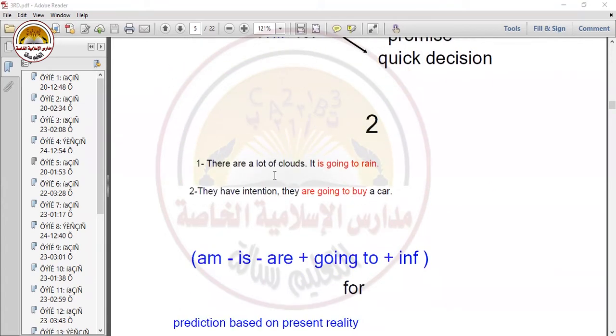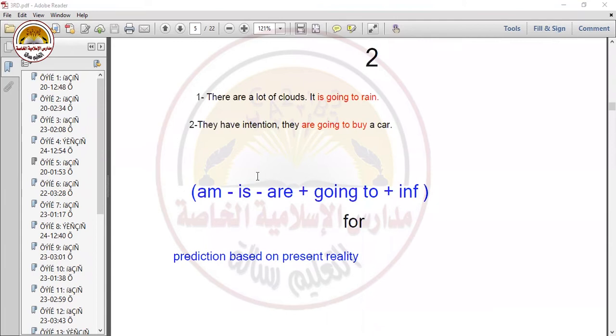Number two, look at these examples. There are a lot of clouds. It's going to rain. There is a prediction, but it's based on present reality. We have evidence, a lot of clouds. So we use the form verb to be plus going to plus infinitive. It's going to rain.